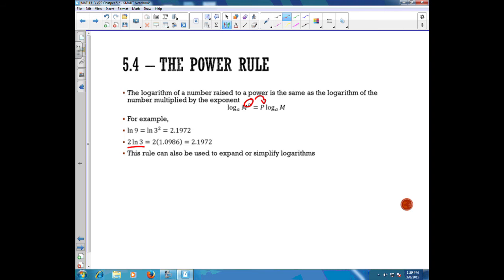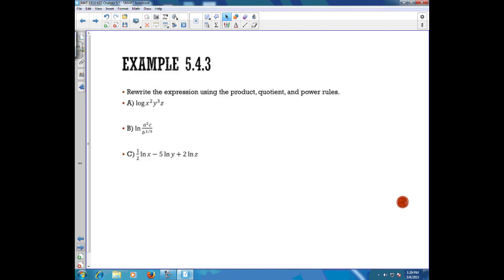And so once again, we can use this rule along with the other 2 to expand or simplify logarithms. What we're going for is using these rules all at once, all together. So we want to rewrite these expressions using the product, quotient, and power rules. So let's start with the first one, and we'll probably have to go to other slides for the next couple. We have log of x squared y cubed times z.